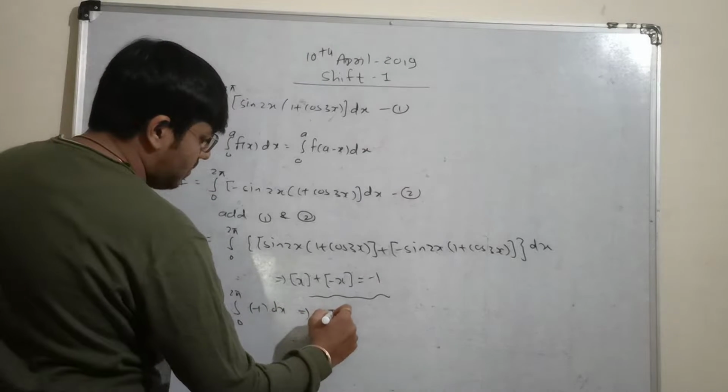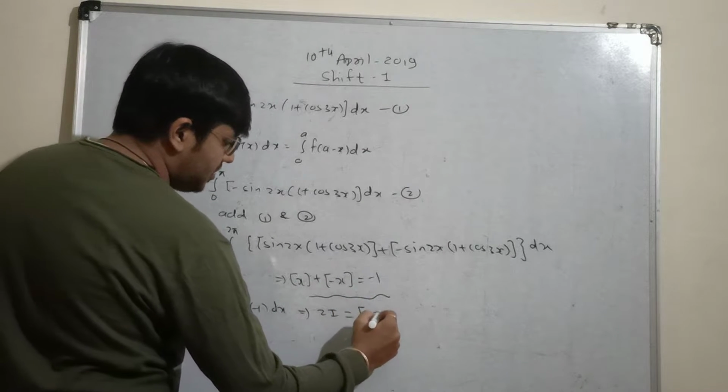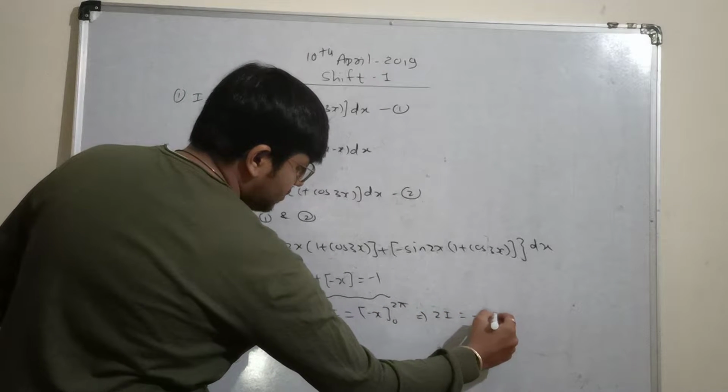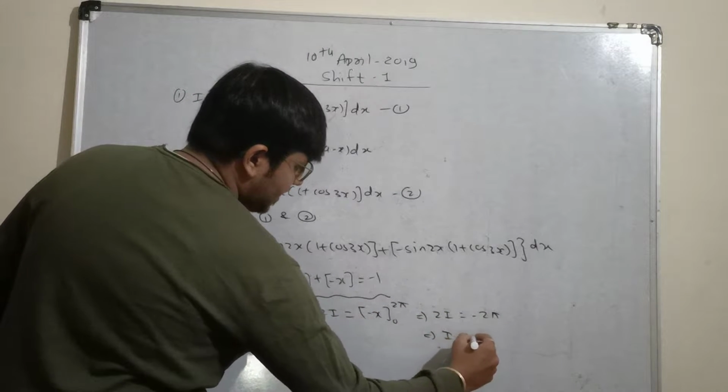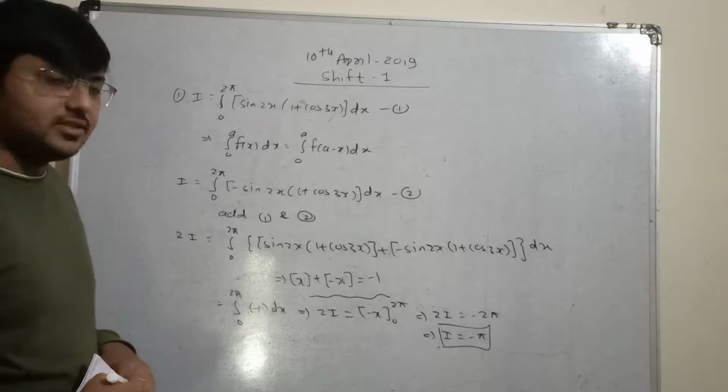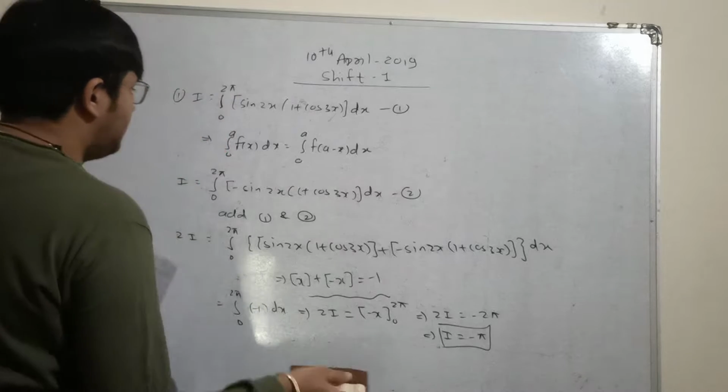So now it will be 2I equals, if I take the integration, so it's minus x from 0 to 2 pi, तो हमें मिल जाएगा minus 2 pi, तो I का फाइनल आंसर आ जाएगा minus pi. This is your answer. Okay, next question की बात करते हैं.